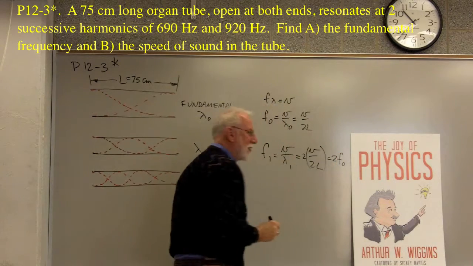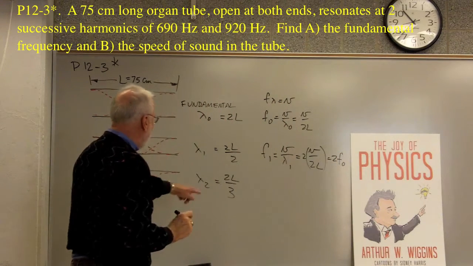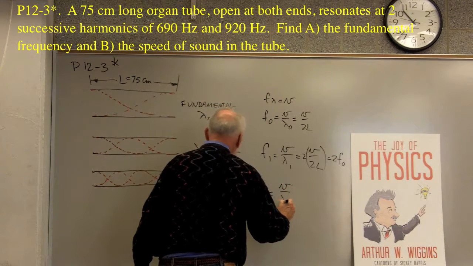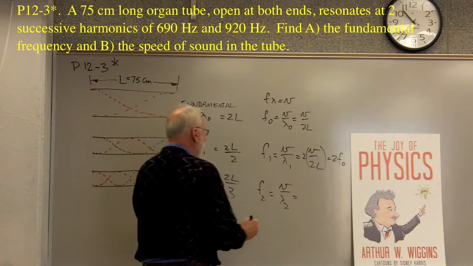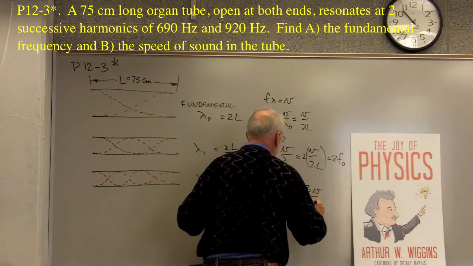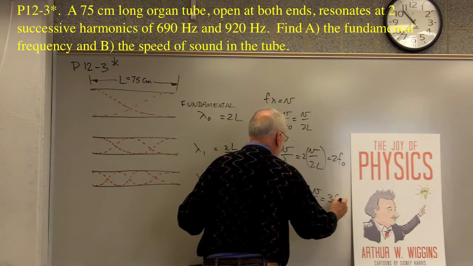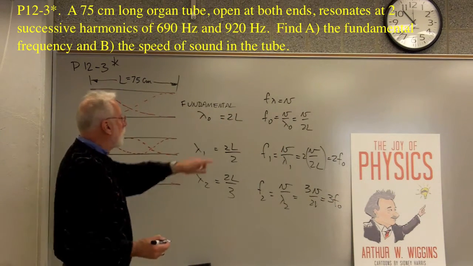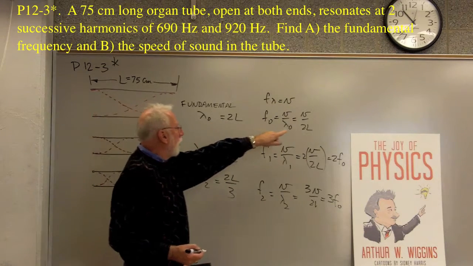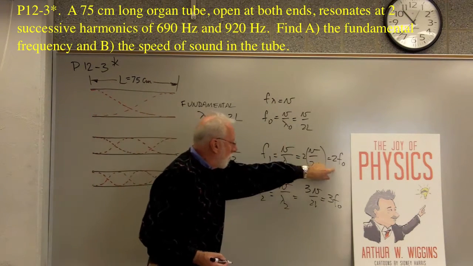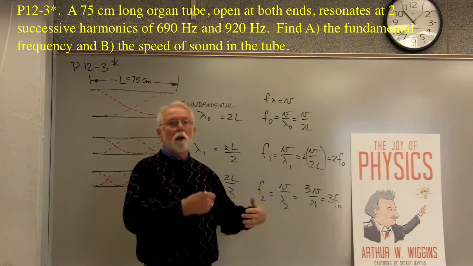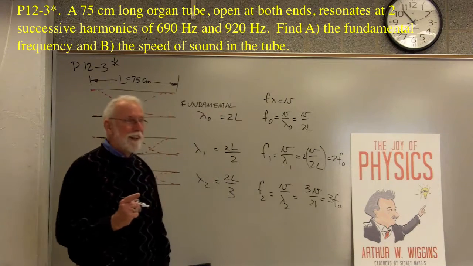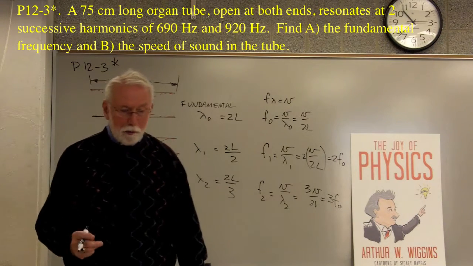So now, see the pattern? Here it comes. Next one, frequency of the next overtone, v over lambda 2. And so this must be 3 times v over 2L, which is the same thing as 3f0. So you see what's occurring? The frequencies are related in a very simple way. They're all whole number multiples of the fundamental. The fundamental, twice the fundamental, 3 times the fundamental, 4 times, all integer multiples. Right. So, now that we know that, let's see if we can focus on trying to solve this doggone problem.